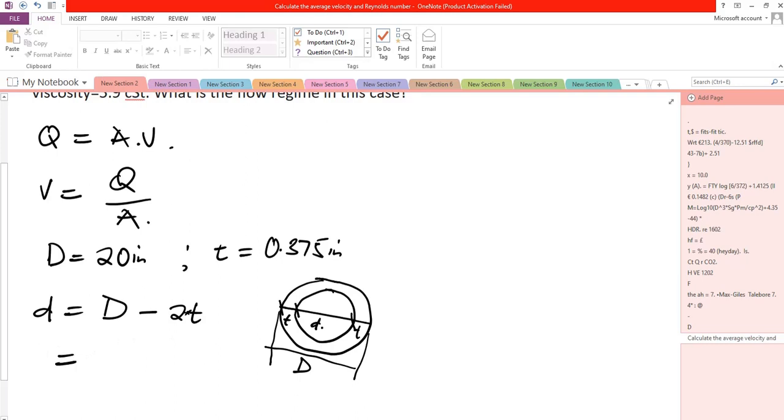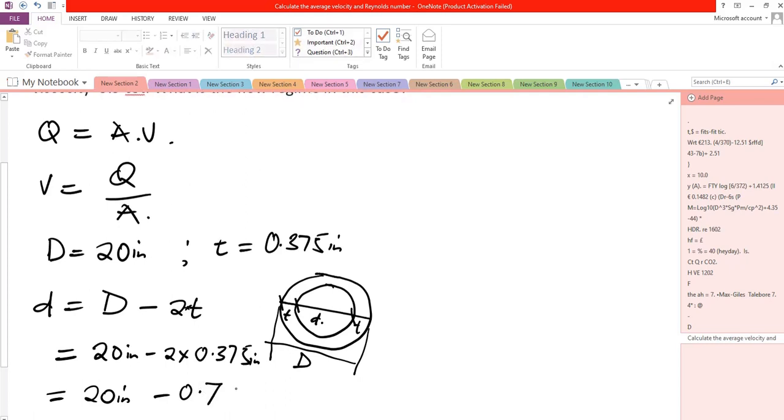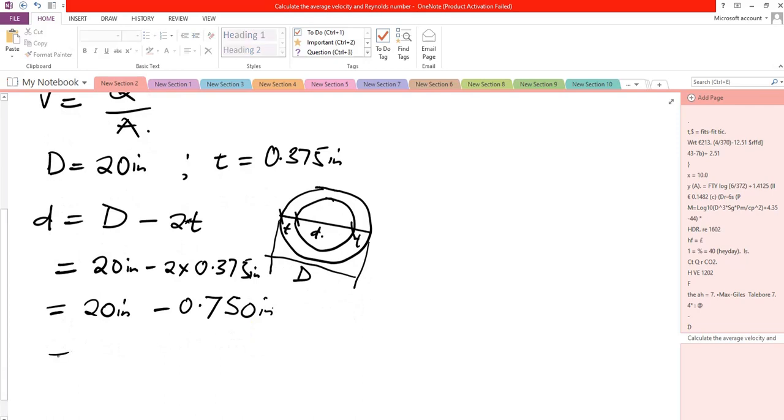So now you have 20 inches minus 2 times 0.375 inches. Now you are left with 20 inches minus 0.750 inches. So this will give us 19.25 inches.